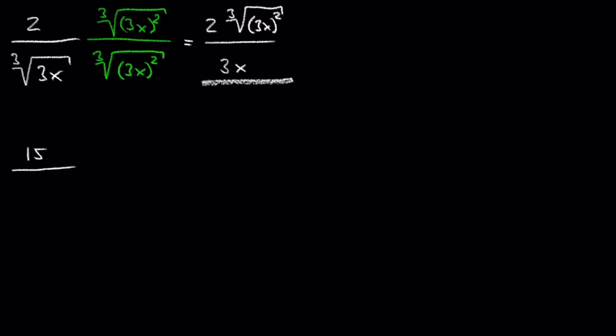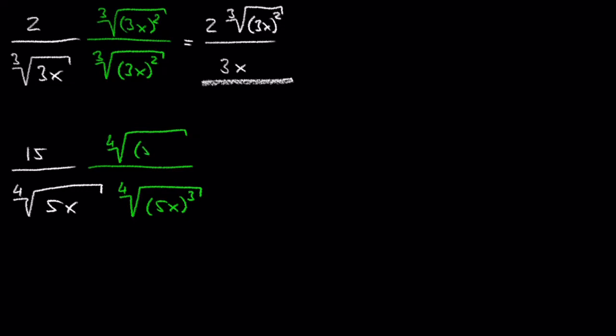15 over the fourth root of 5x. After multiplying by the fourth root of 5x in parentheses and then raised to 3, we get 5x in the denominator and 15 times the fourth root of 5x in parentheses and then raised to the 3 in the numerator.